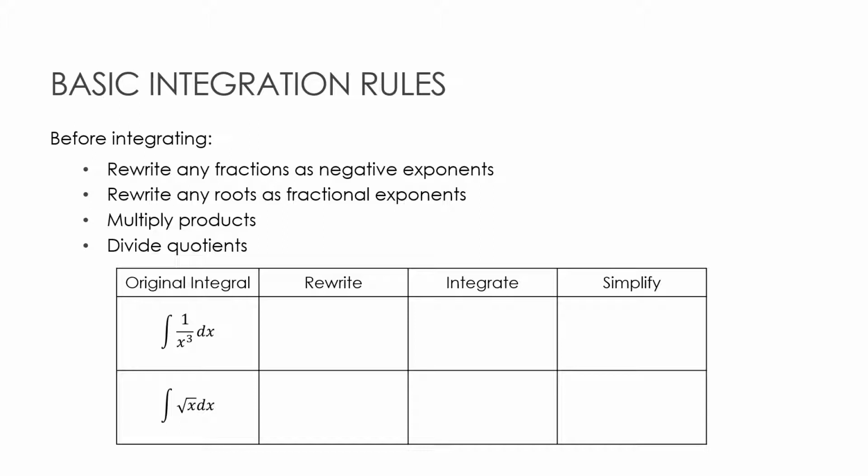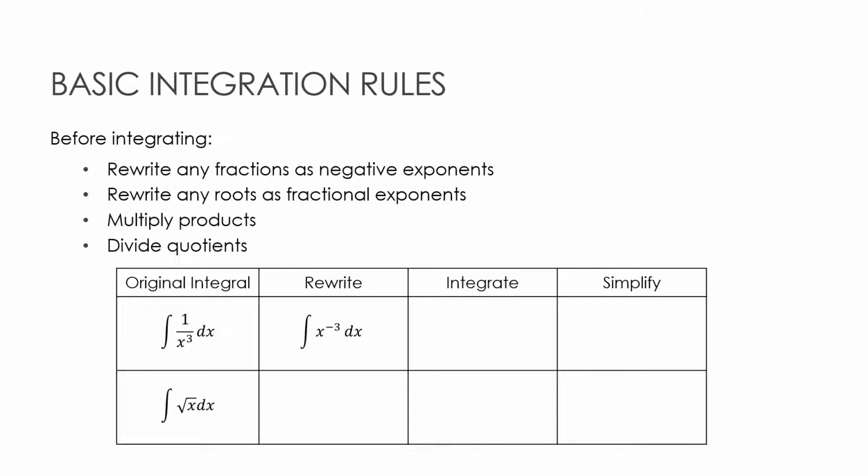So essentially, when we're integrating, first thing we're going to do is rewrite any fractions as negative exponents, the same way we did in the process we went through when we found the derivative. We want to rewrite fractions as negative exponents, rewrite roots as fractional exponents, multiply any products and divide any quotients, and then we integrate. So for instance, my first one, I would write that instead of as 1 over x cubed, I would write it as x to the negative 3. So I wrote the fraction as a negative exponent.